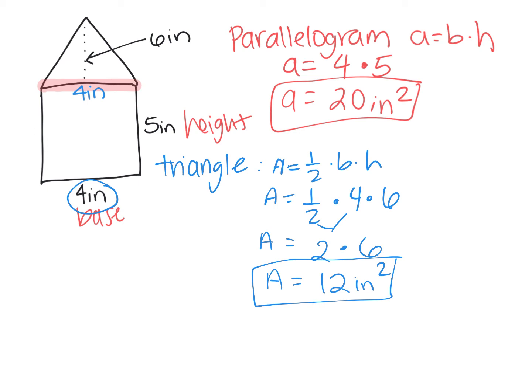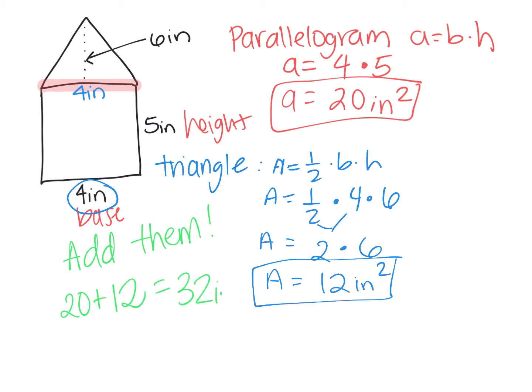So first I solved parallelogram, then I solved triangle. Now I'm doing the final step. Add them together. 20 plus 12 gives me a final answer of 32 inches squared. And that is our final answer, 32 inches squared for that problem.